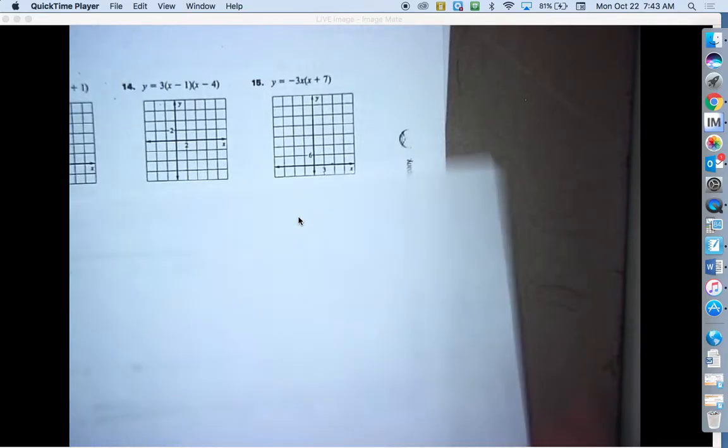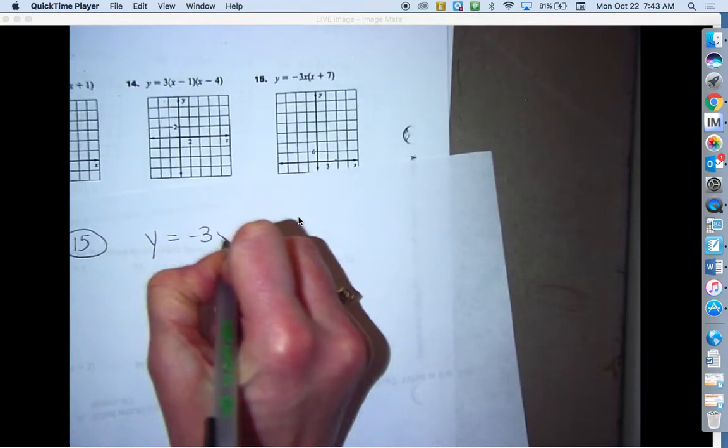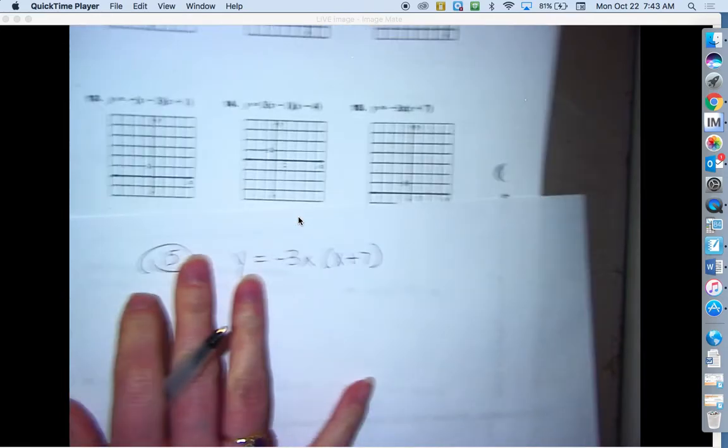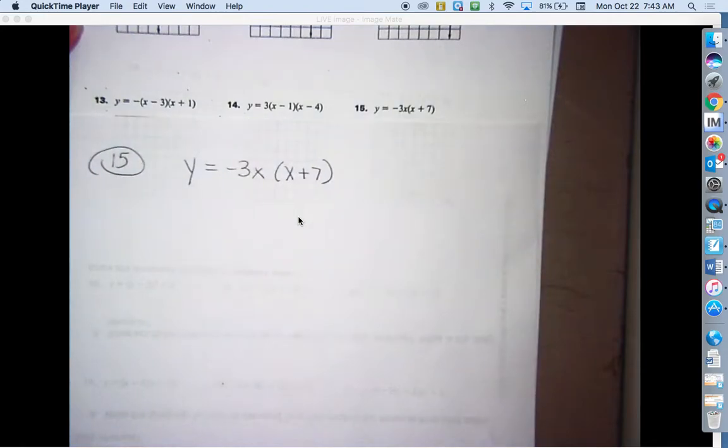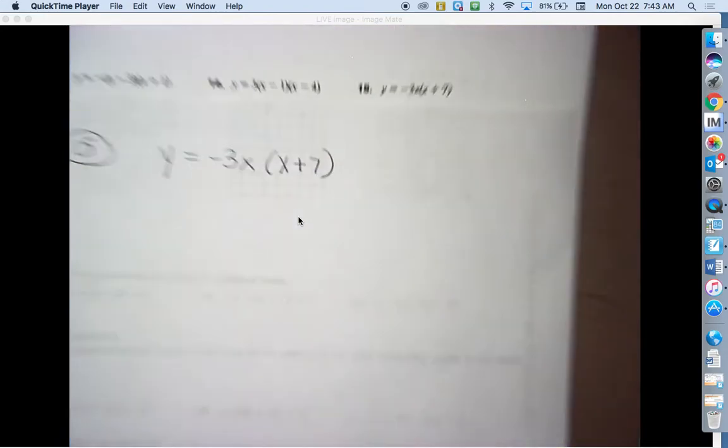So I'm going to go over number 15, talk about that one with you. So if you want to turn to number 15. Number 15 looked a little different. This was set up in intercept form. Looking at 14 and at 15, there's only one set of parentheses for 15 instead of 2. But there still are 2 x-intercepts in the problem.